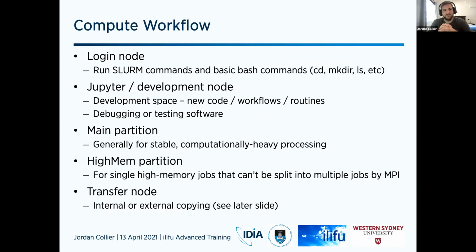And so just to outline the kind of compute workflow and these different environments and what they're appropriate for, as I say, you land on the login node. This is where you should run your SLURM commands, and you might run basic bash commands here too, like changing directory, making a directory, listing its contents, and so on. And then we may also make use of Jupiter. And this is generally a development space for running new code and workflows and routines. Perhaps you're debugging or testing your software, and so maybe it's likely to crash, and you don't really want to make use of the main partition to have a job wait in the queue and then crash quickly. And so there's very much a development space.